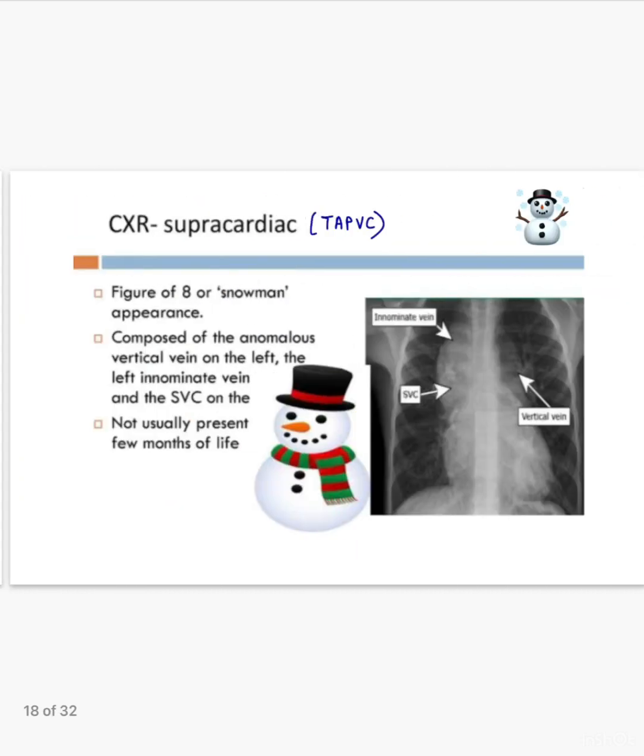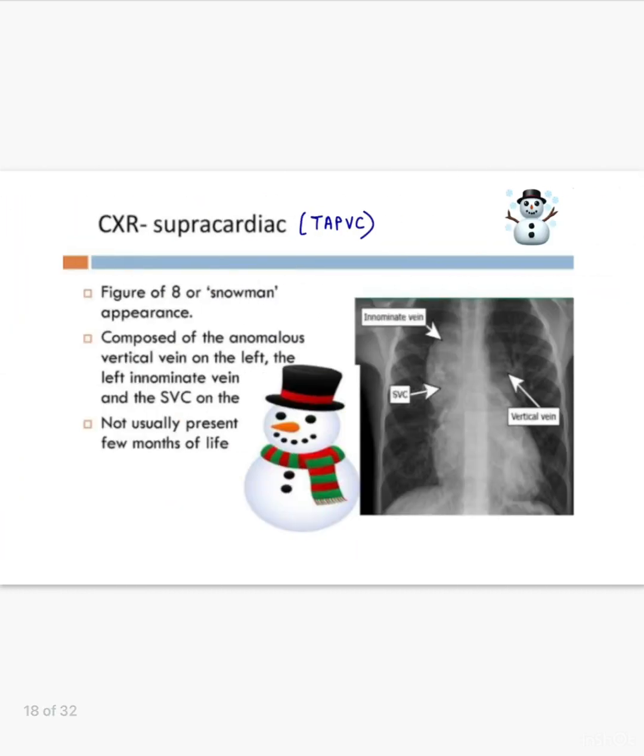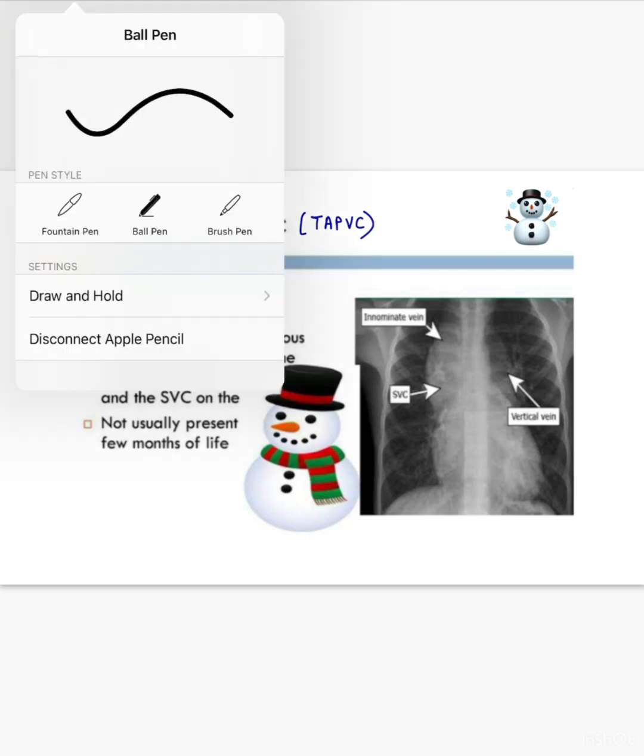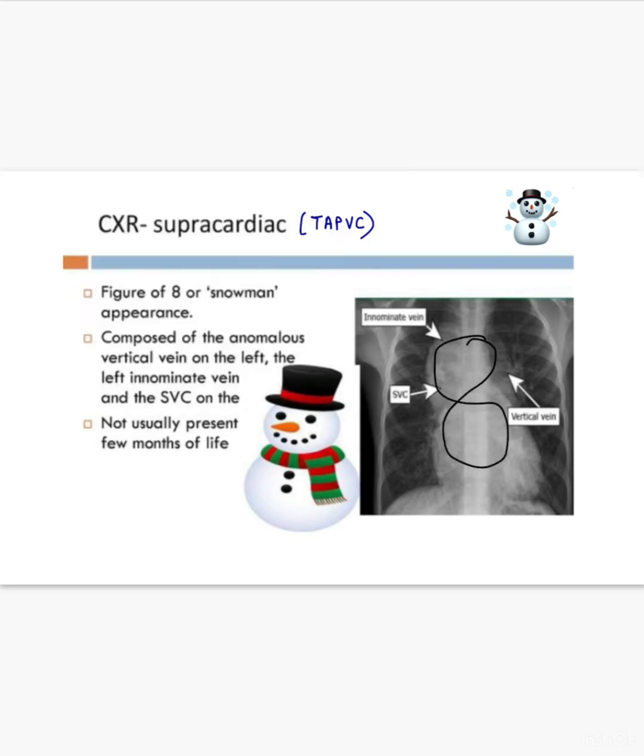Now moving on to the next one, if you see the chest x-ray and it looks like either a figure of 8 appearance or a snowman appearance, this is basically your supracardiac TAPVC. When we are revising this x-ray, let's complete all the important chest x-rays that we need to know in this go only. Why leave it, guys?